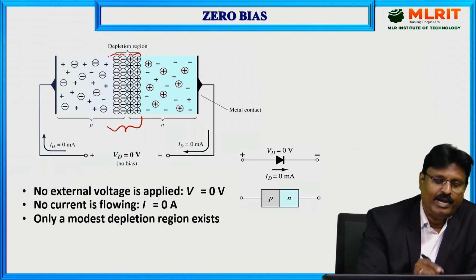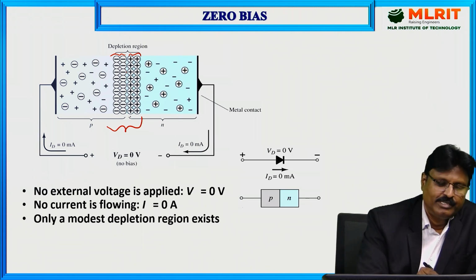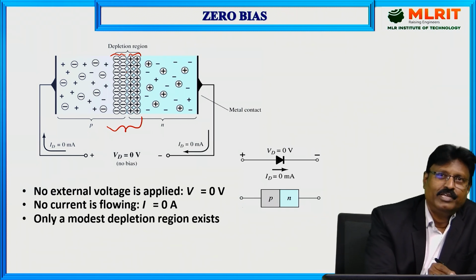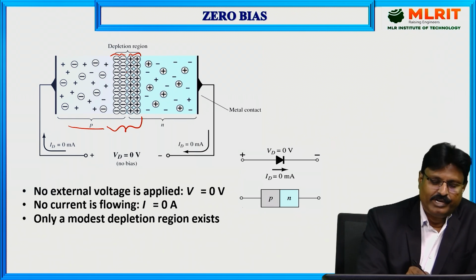They are immobile ions. They don't contribute anything to the conduction of the device. They are immobile, so that's why this region is called a depletion region. Whenever this depletion region is formed inside the device, there won't be any further movement of holes from p side to n side, and there won't be any further movement of electrons from n side to p side.